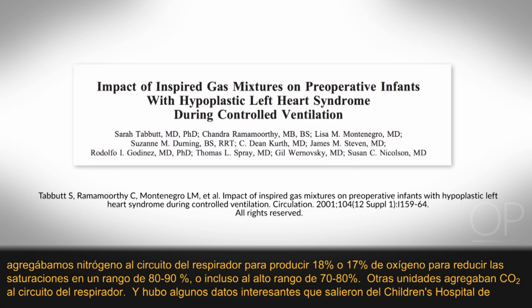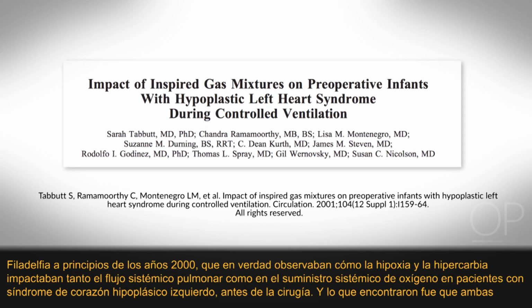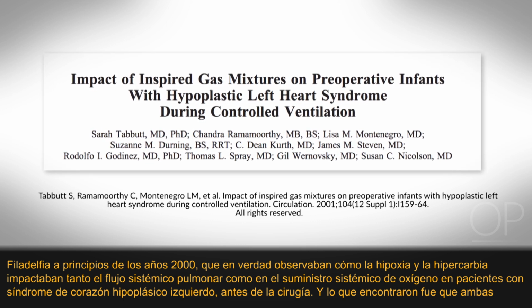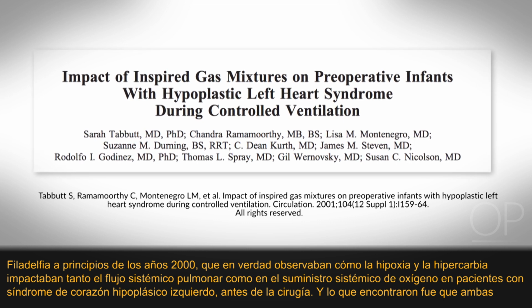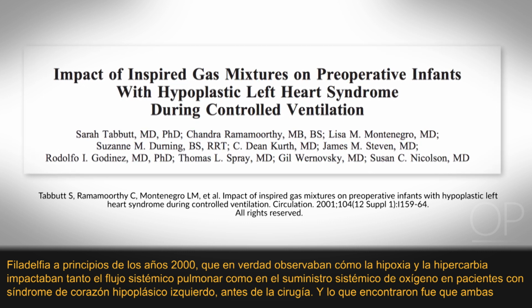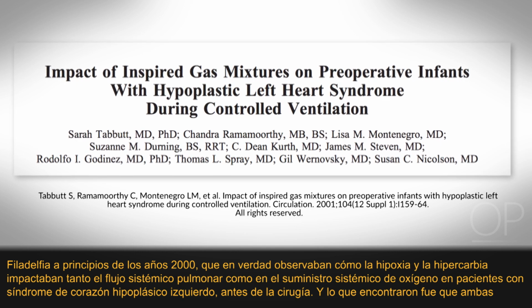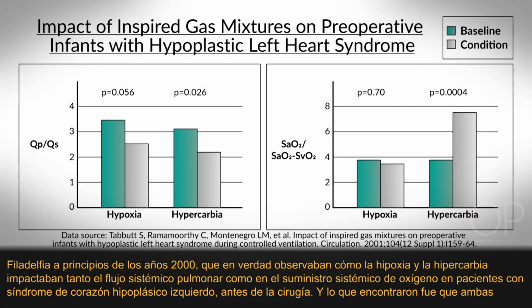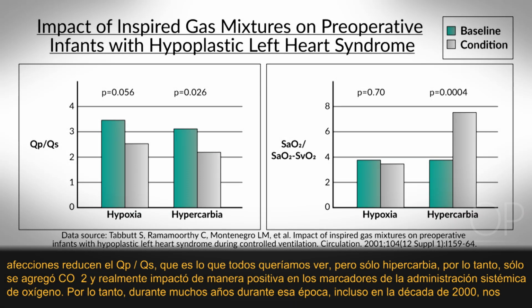And there was some interesting data that came out of the Children's Hospital of Philadelphia in the early 2000s that actually looked at how hypoxia and hypercarbia impacted both pulmonary to systemic flow, but also systemic oxygen delivery in patients with hypoplastic left heart syndrome before surgery. And what they found was that both conditions reduced the QP-QS, which is what we all used to like to see, but only hypercarbia, so only added CO2, actually impacted to any positive extent the markers of systemic oxygen delivery.